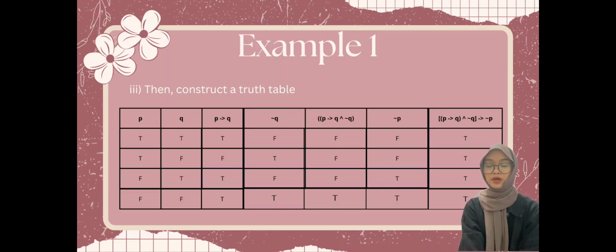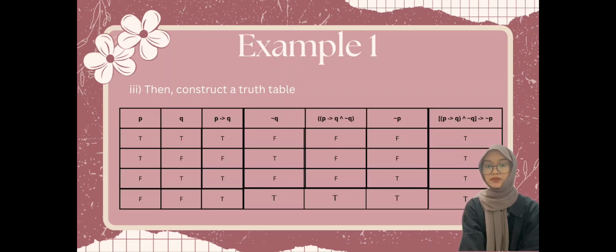We have come to the part where we take the third column and fourth column and write the result in the fifth column. True and false, we will get false. False and true, it becomes false. Next, true and false, it will be false. And lastly, true and true, we will get true. Next, we fill in the row for not P. Then we will get false, false, true, and true.